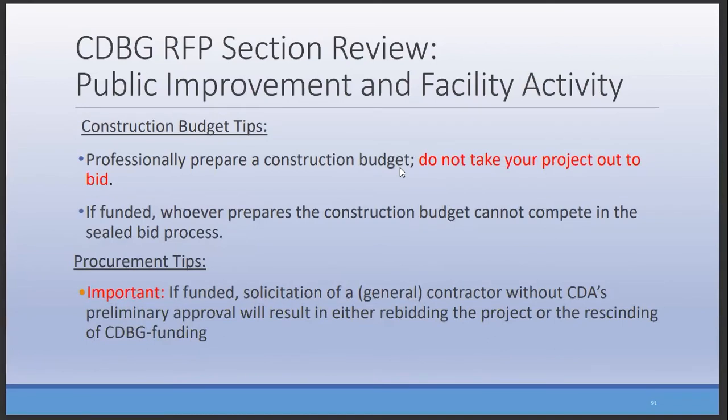Here are some construction budget tips. Professionally prepare a construction budget using a professional construction estimator or pay a person who works for a general contractor to prepare a good bid. Do not take your project out to bid because it has to adhere to a strict sealed bid process pre-approved by CDA. Note that if funded, whoever prepares the construction budget cannot compete in the sealed bid process because they would have an unfair advantage. So select your budget preparer wisely. Procurement tips. If funded and you solicit a contractor without CDA pre-approval, you would have to rebid the project, else the CDBG funding would be rescinded.